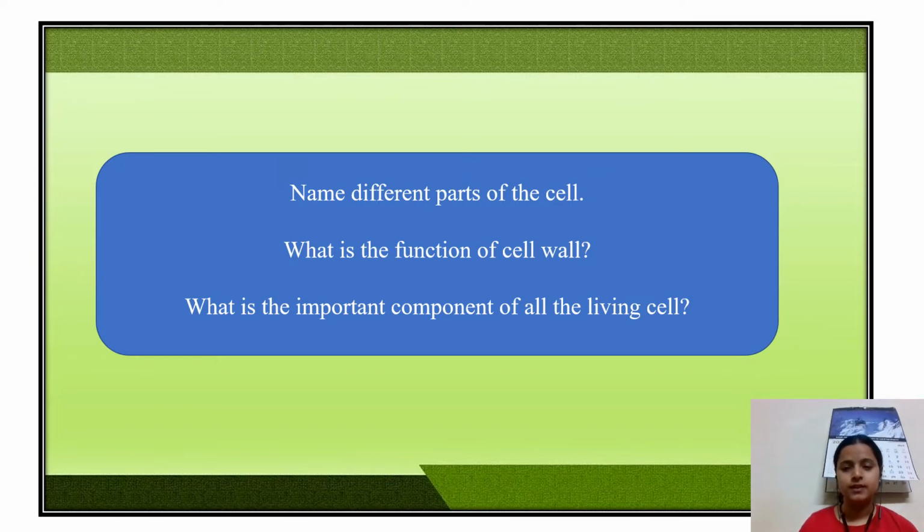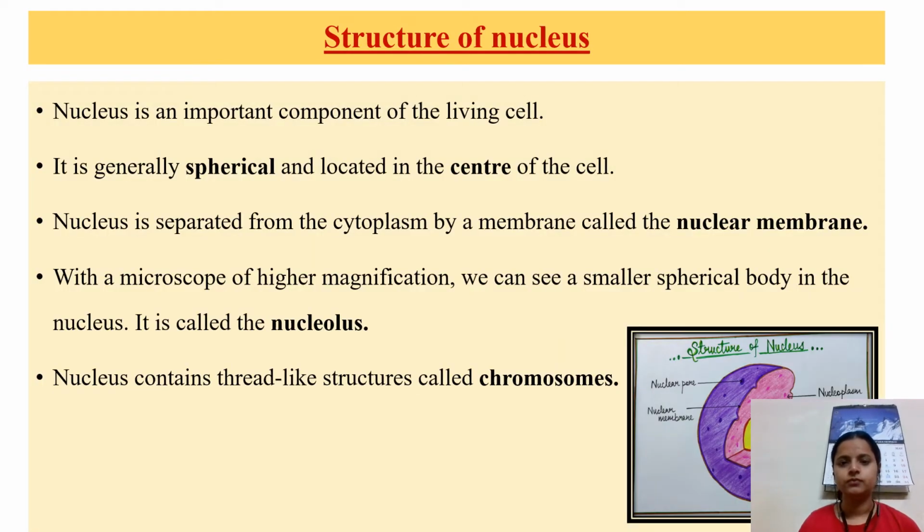Okay, so now let's see what is the important component of all the living cells, which is the most important part of a cell. That we are going to learn today. Yes. So that most important part of the cell is called nucleus, and nucleus is also called the director of the cell. I have pasted a picture of a nucleus. Let's see the structure of nucleus. You can see the structure of nucleus here.